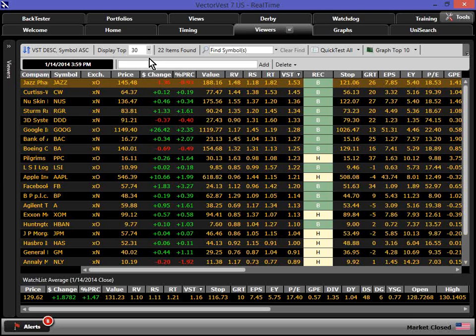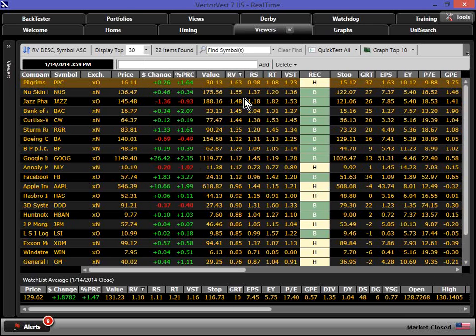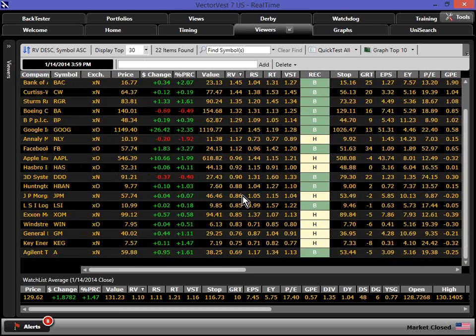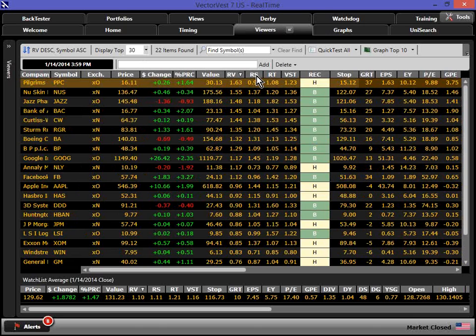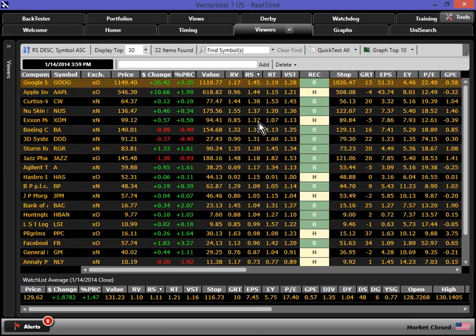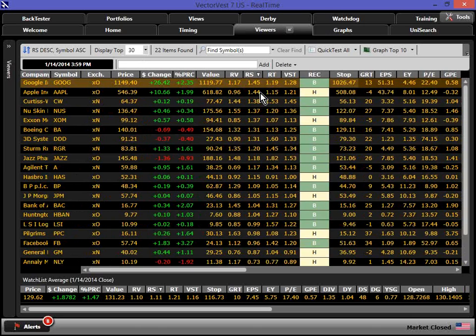Okay, so what do we got? 22 stocks in this list. And based on this list, you can even come in here and sort the list if you wanted to. Here's all the RVs. You can see some are above, some are below 1. And here are the RSs. If I sort by that, you can see a majority of those are above 1. All right, so based on the fundamentals, based on these stocks, we've been more of a prudent investor.